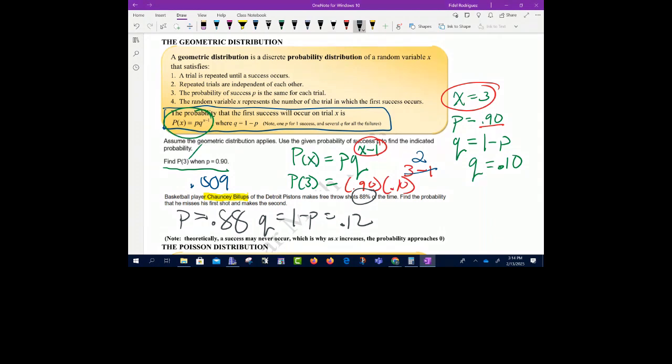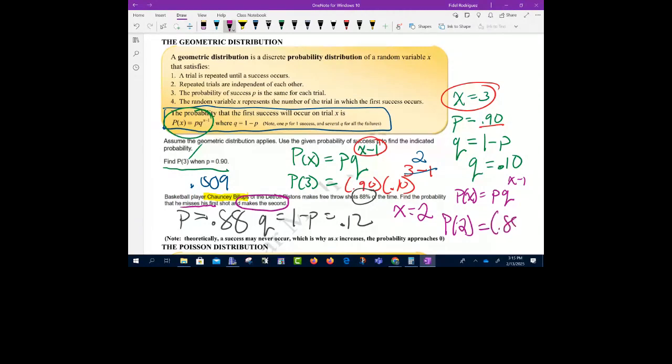I'm going to use my formula. P of X equals P times Q to the power X minus 1. Now, he misses the first shot, so he doesn't make it until the second. That tells me that X is equal to 2. X is when his success occurs. He missed the first free throw, but he made the second. So we're going to find P of 2.